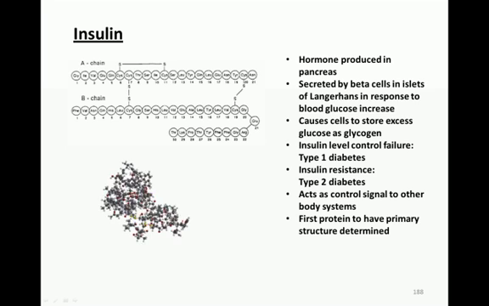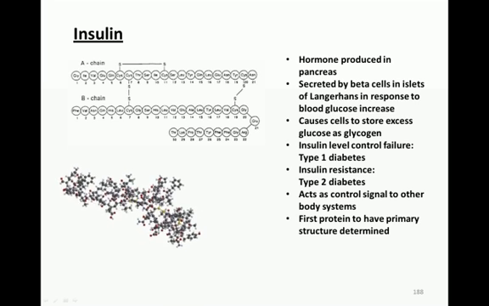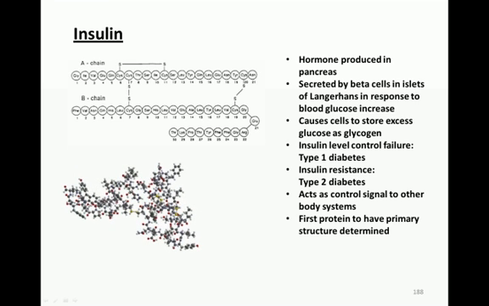Insulin. It's a hormone secreted by the beta cells of islets of Langerhans in the pancreas. It causes cells to store excess glucose as glycogen and is the first protein to have its primary structure determined.